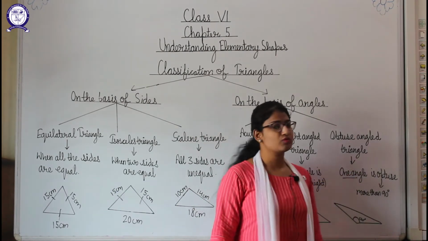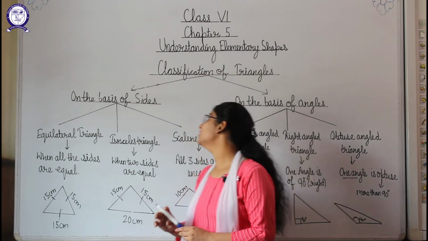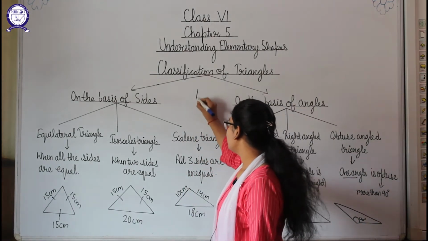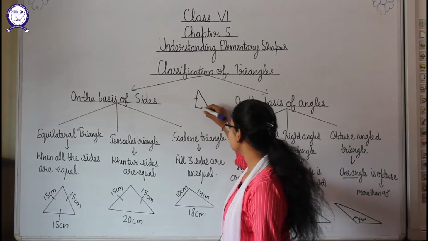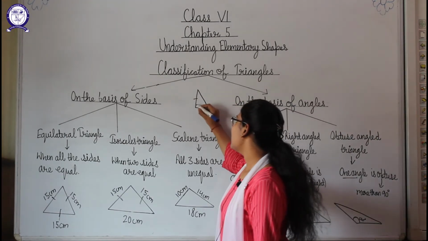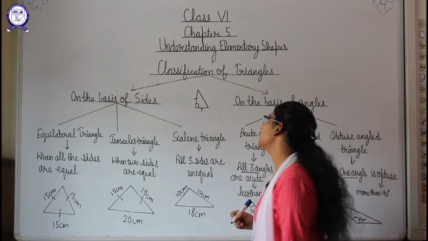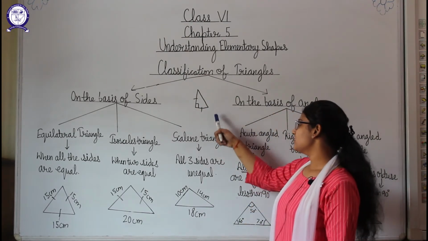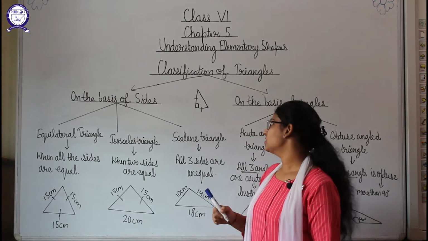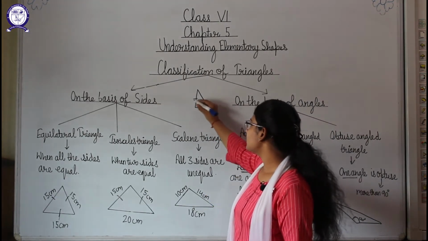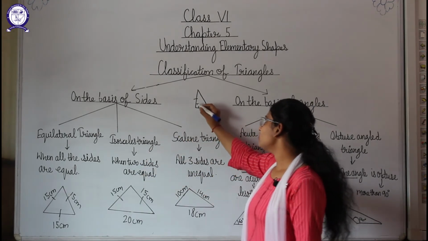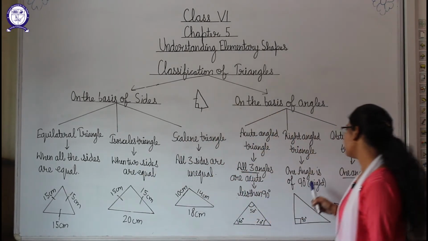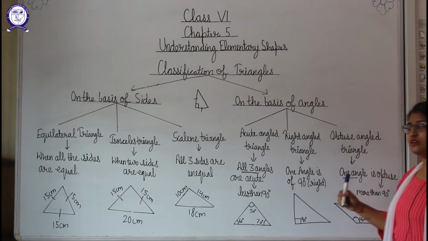Now students, if it is asked that a triangle is given to you, in which 2 sides are equal, and one angle is of 90 degree, so you have to classify which type of triangle this is. As 2 sides are equal, it means it is an isosceles triangle. Also one angle is a right angle, meaning 90 degree, so it is right angled also.